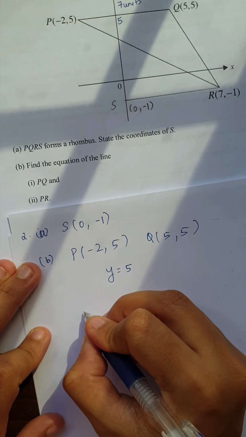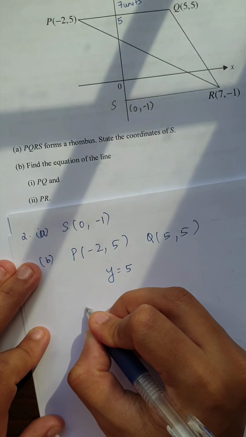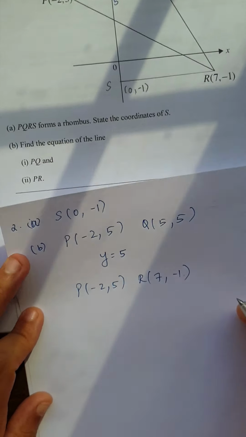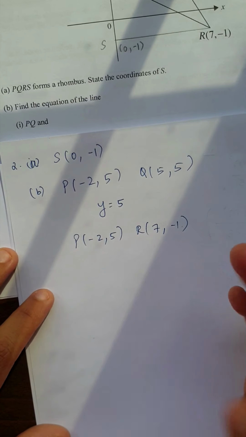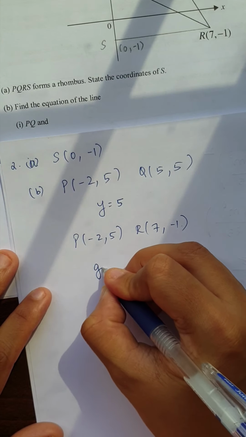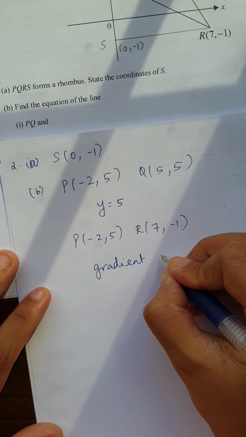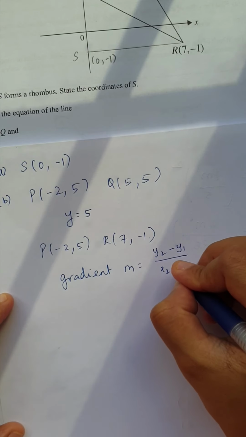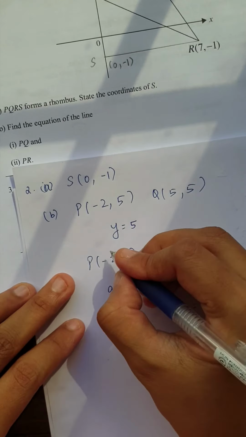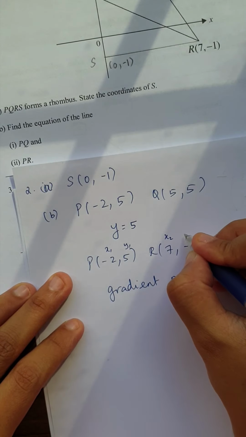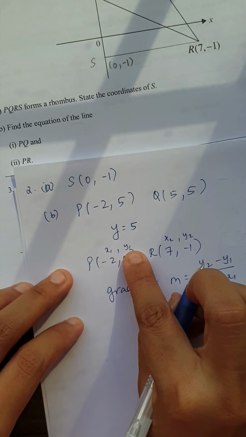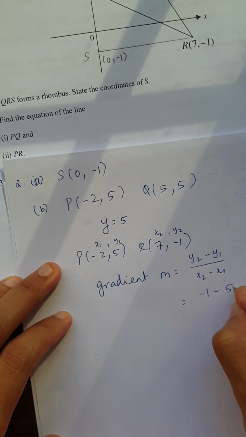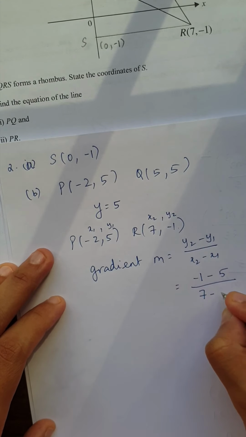Okay, great. I find the equation of PR, which is quite straightforward. P is negative 2, 5, and R is given by 7, negative 1. This one you can do the proper way, which is basically just define the gradient and then go and find Y equals mx plus c. Gradient m is given by y2 minus y1 over x2 minus x1. So you know that this one is x1, y1, x2, y2. Always points are given by x1, y1, first point, second point is x2, y2. So negative 1 minus 5 over 7 minus negative 2.